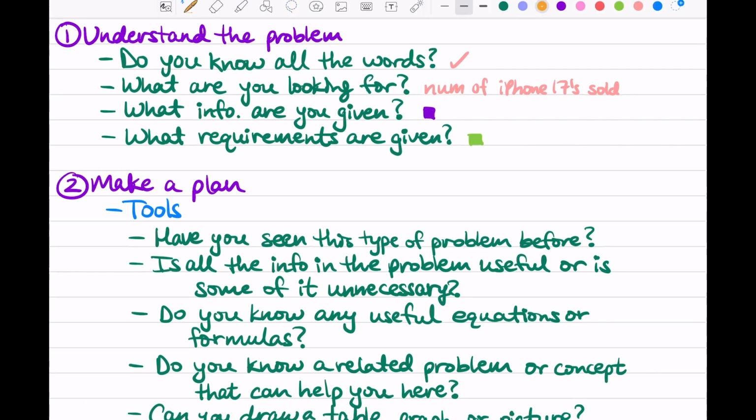And we have a number of tools here to help us make our plan. The first one, let's ask ourselves, have you seen this type of problem before? Well, we just started the class, and we're just now learning about word problems. Let's say no. This is the first time we've seen this type of problem. Is all of the info in the problem useful, or is some of it unnecessary?